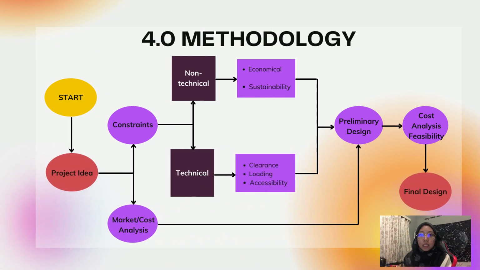Next, methodology. This is our flowchart for our project proposal. Our flowchart is focused on the design project, starting at project idea and proceeding to constraints and market or cost analysis. In constraints, there are two types. First, non-technical and technical. At non-technical, there are two, economical and sustainability. And at technical, there are three, clearance, loading, and accessibility.